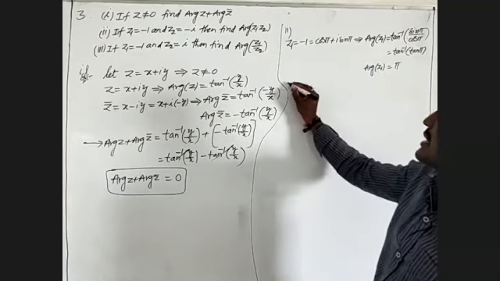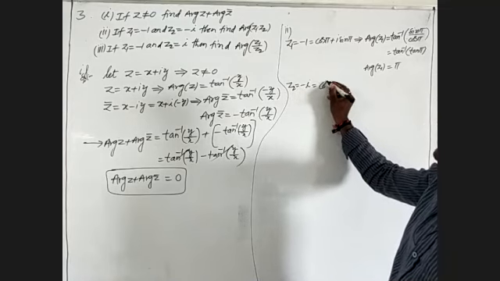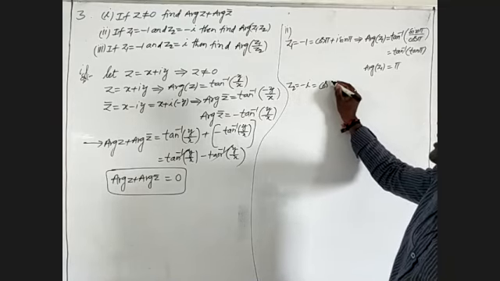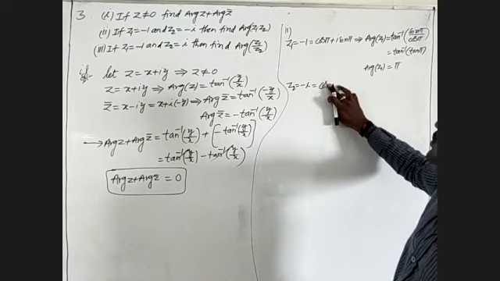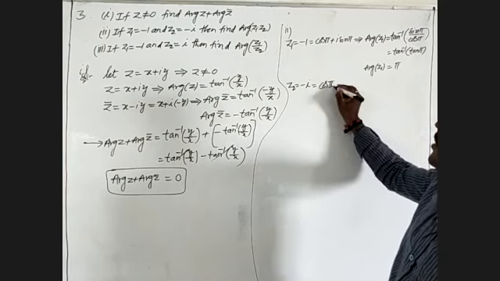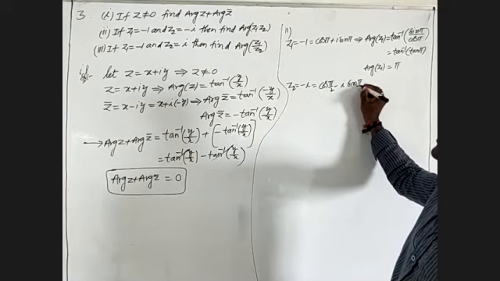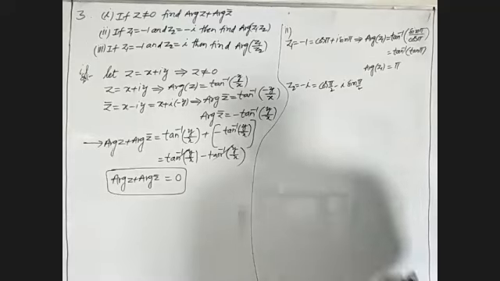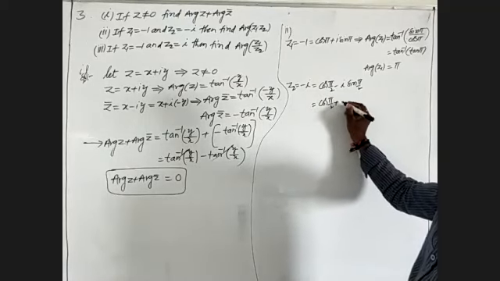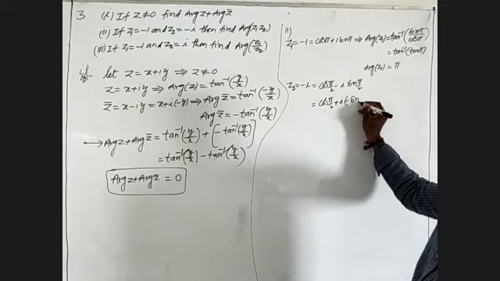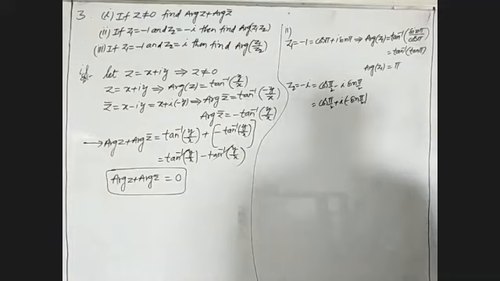After that, Z2 is nothing but minus i, which we have to write as cos of pi by 2 minus i sin pi by 2. Again, this we have to write as cos pi by 2 plus i into minus sin pi by 2. This is the value of Z2.